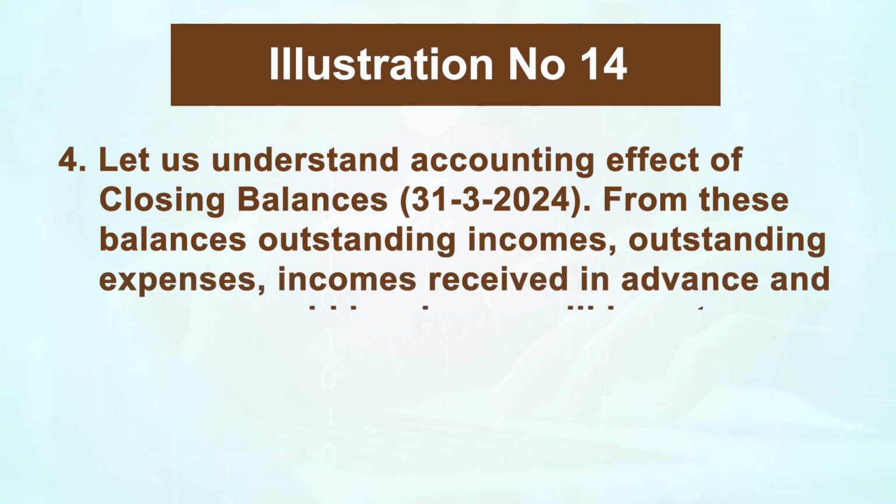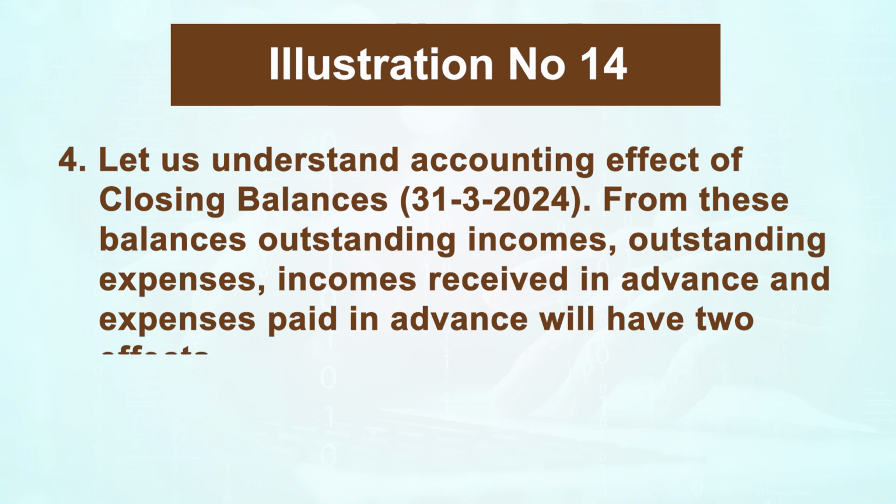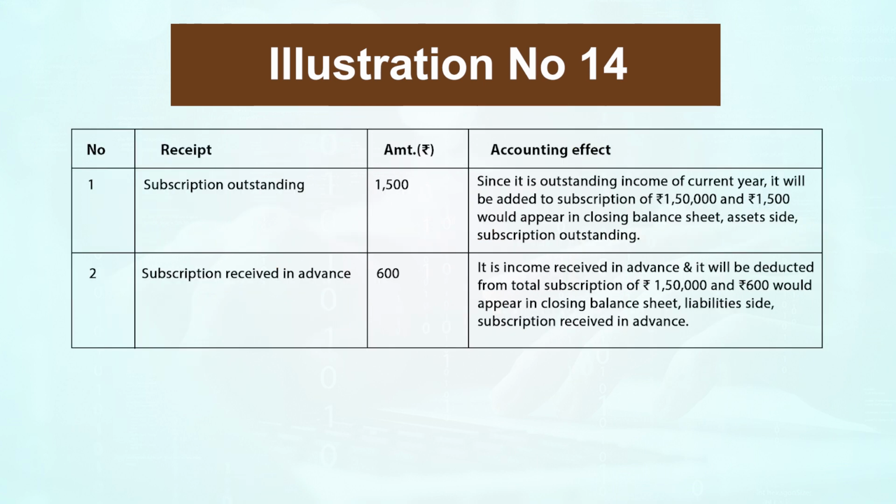From these balances, outstanding income, outstanding expenses, income received in advance and expenses paid in advance will have two effects. Again, now we will see receipt side and its accounting effects. First point in that, subscription outstanding rupees 1,500. Since it is outstanding income of current year, it will be added to subscription of rupees 1,50,000 and rupees 1,500 would appear in closing balance sheet asset side, subscription outstanding.